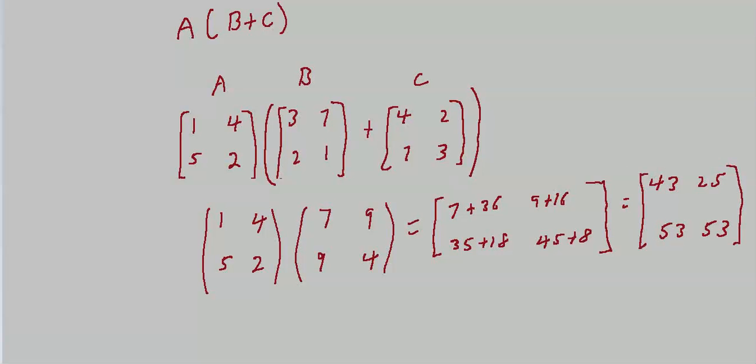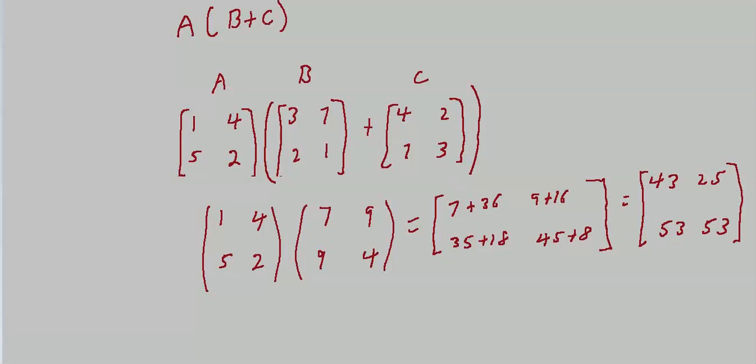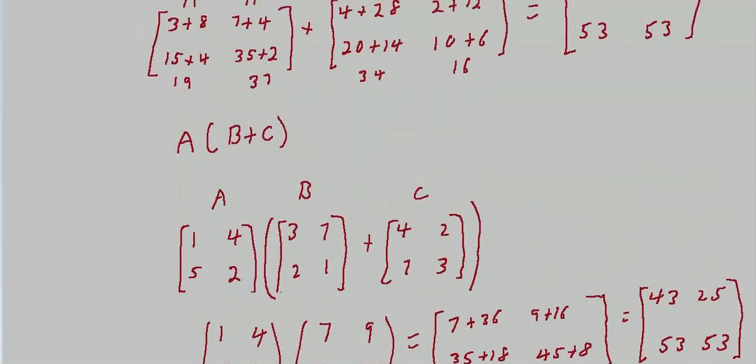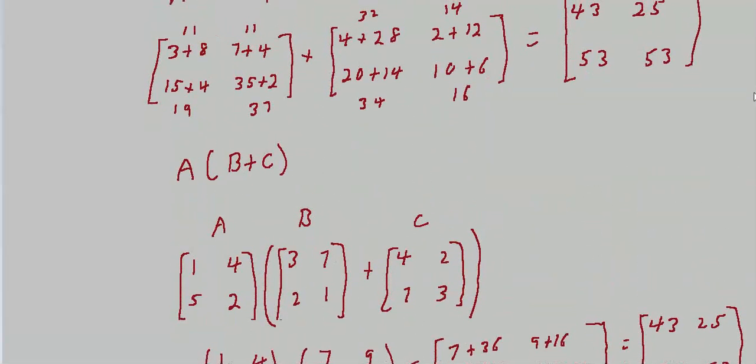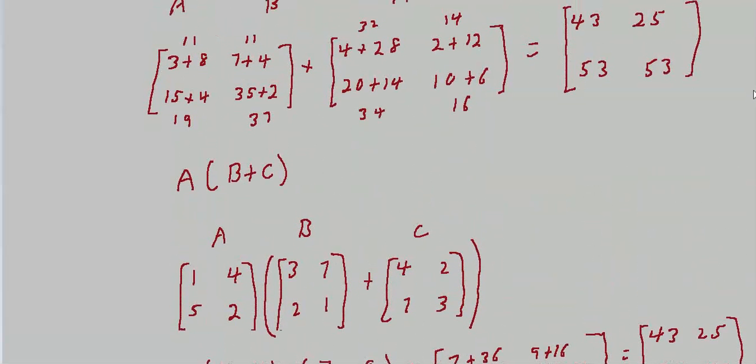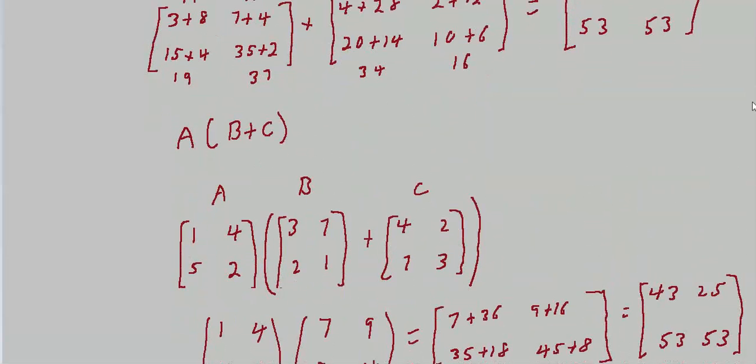Well, let's compare it to what we had before. Uh-oh, looks the same. Here's the first row, 43, 25, 43, 25. Next row is all 53s.